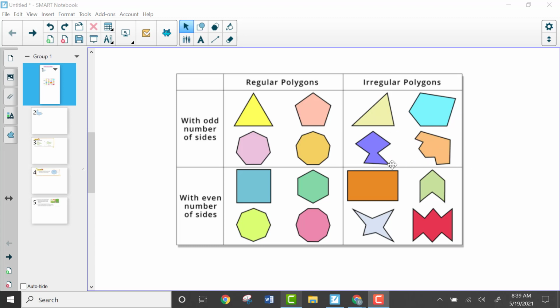Some of these shapes look very odd. Some of them are a little bit more familiar. However, these are all irregular polygons here on the right side. So you can see the difference between the two.